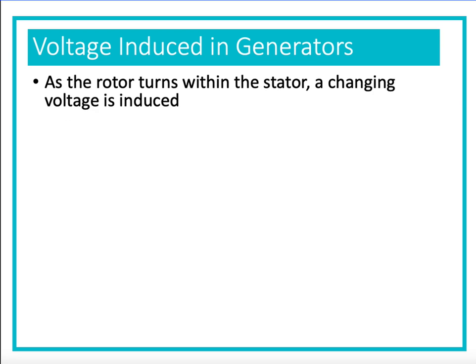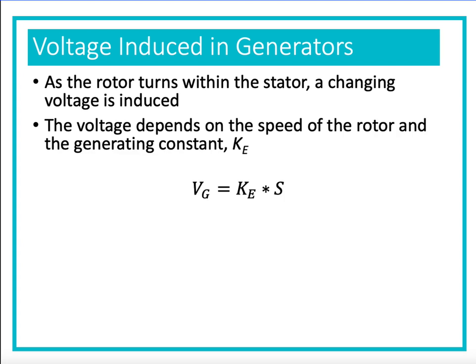So as the rotor turns, we get a changing voltage. And the voltage actually depends on how fast the rotor is going, and then something known as the generating constant. And the generating constant will be given, so you don't need to worry so much about where that comes from. But the voltage generated is just equal to the generating constant times the speed. So as you saw in the video, as you increase the speed, you directly increase the voltage. The frequency also depends on the speed, as you can see in the video, but it also depends on the number of poles in the generator.